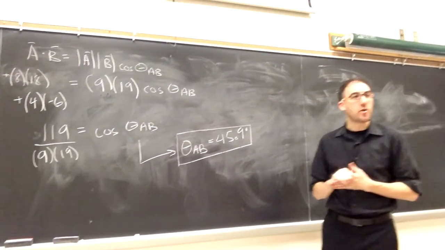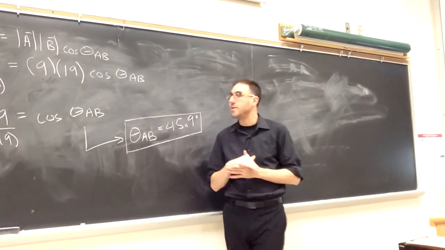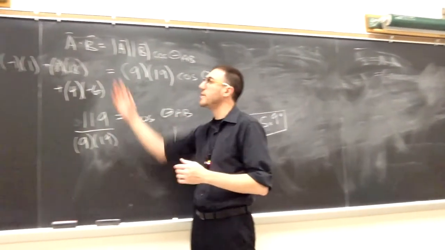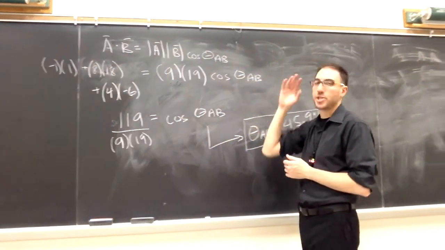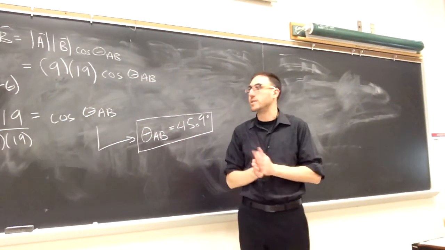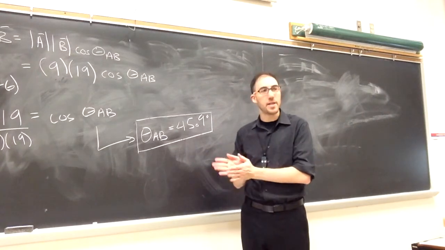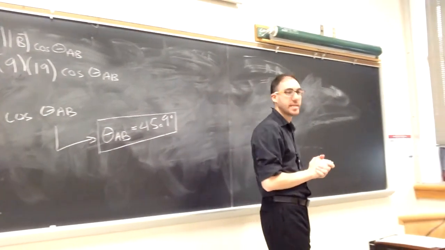Questions on finding the angle between the two vectors? We did have to use the new definition we have for dot product. This one we did use the cosine definition, which generally we won't use that much in this class. But in this case, we did want to find the angle between those two vectors, so we did need that definition.